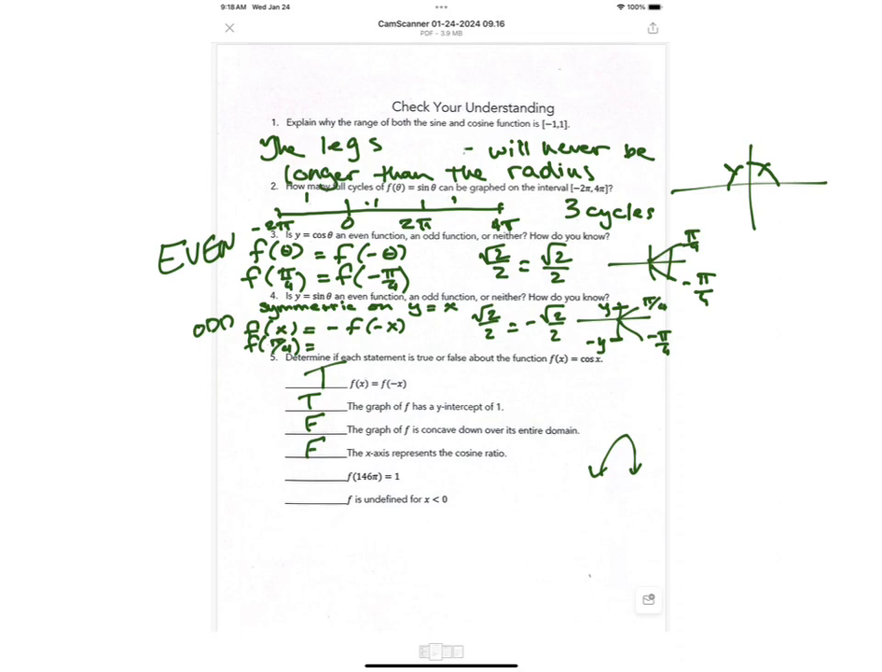F of 146 pi is 1. True. Why? It's even. It's divisible by 2. And at 2 pi, I'm at 1. We'll keep you. You can stay. F is undefined for x less than 0. No, I can go to the left. We said its domain is all real numbers. We can have negative. Questions there?